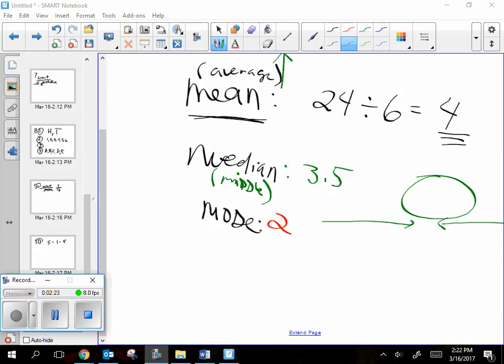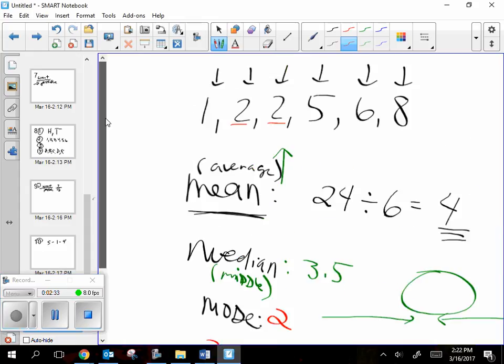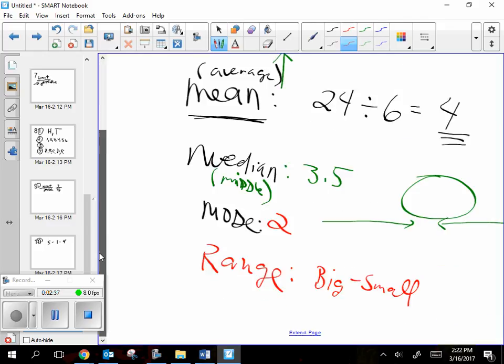And then the last thing is the range. Mean, median, mode, and range. Range is just the big one minus the small one. So the biggest one here is 8. The smallest one is 1. And so therefore it's 8 minus 1. So 7 would be the range of my data.